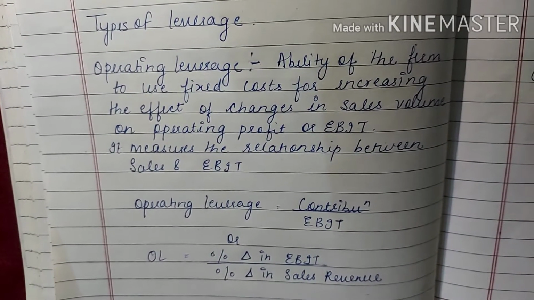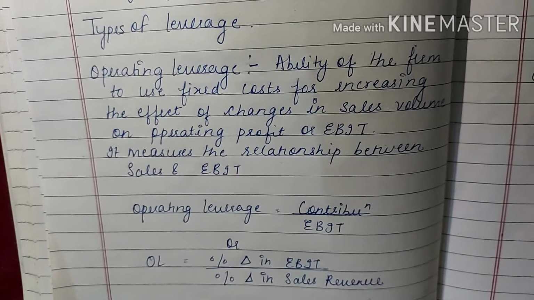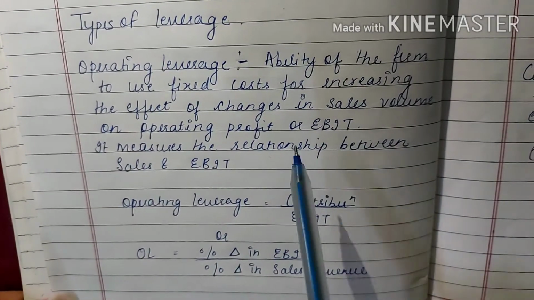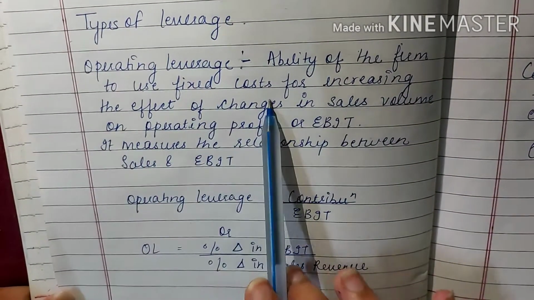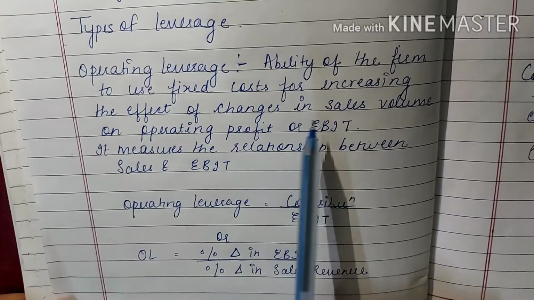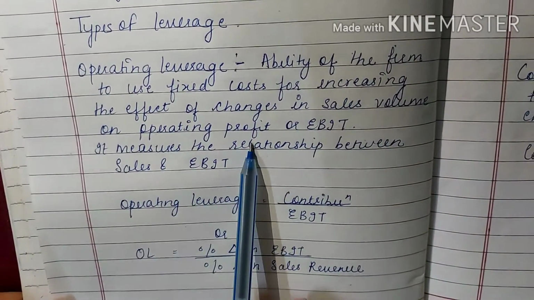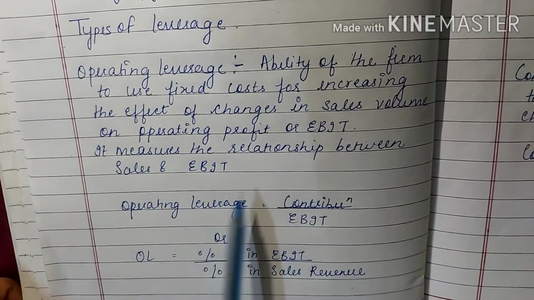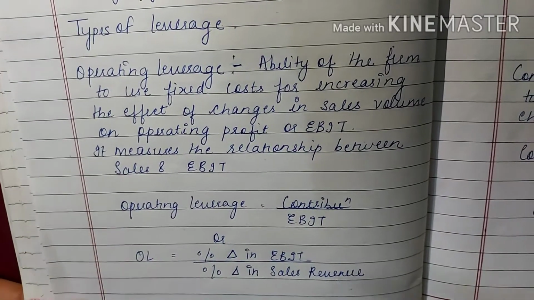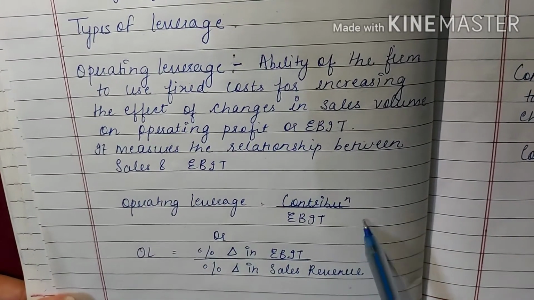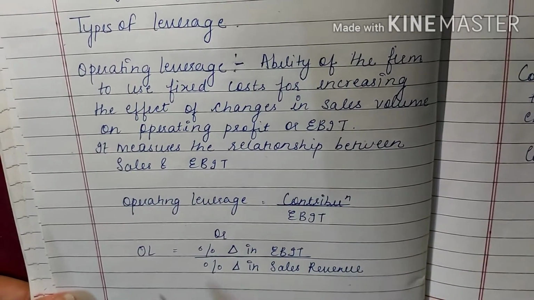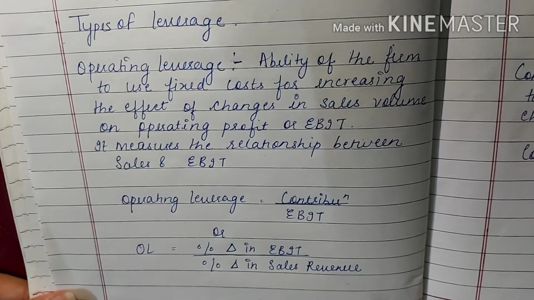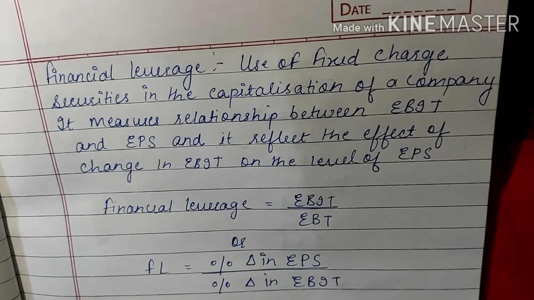Types of leverage. So there are three types of leverage: operating leverage, financial leverage, and combined leverage. Starting with operating leverage, it is the ability of the firm to use fixed cost for increasing the effect of changes in sales volume on operating profit or EBIT. It basically measures the relationship between sales and EBIT. It can be calculated in the following two ways. First is by dividing the contribution by EBIT, and second by dividing the percent increase in EBIT by percent increase in sales revenue.